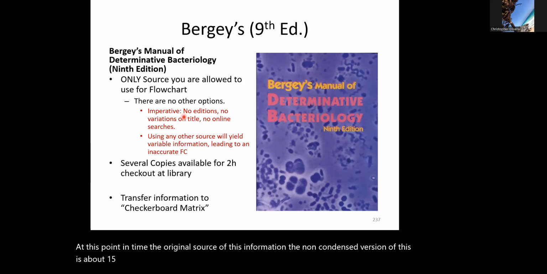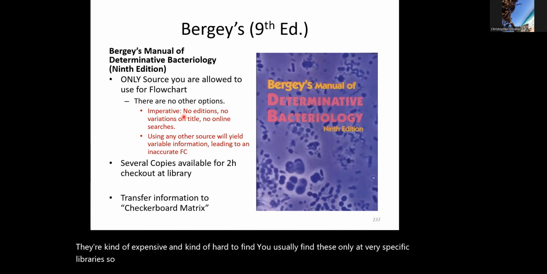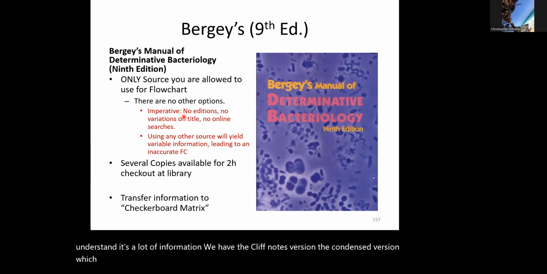Each book is about 5,000 pages, and even those tomes, to be honest, for the work that they actually require, they're kind of expensive and kind of hard to find. You usually find these only at very specific libraries. So instead of having you access this giant encyclopedia of information, as you all understand, it's a lot of information, we have the Cliff Notes version, the condensed version, which is this book that you're seeing here.